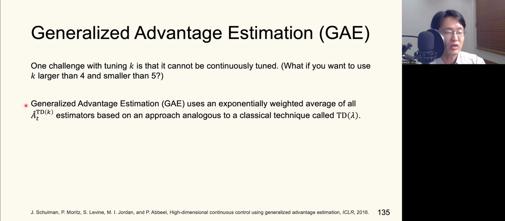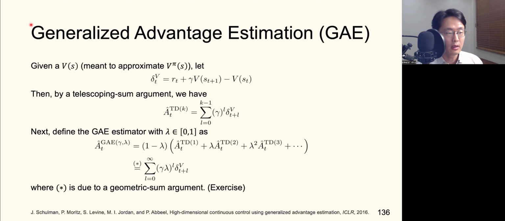Well, the generalized advantage estimation, GAE, uses an exponentially weighted average of all of the TD-K estimators, based on an approach that is analogous to the classical technique called TD lambda. TD lambda is an idea that comes from classical reinforcement learning. All right, so let me explain what GAE actually does.